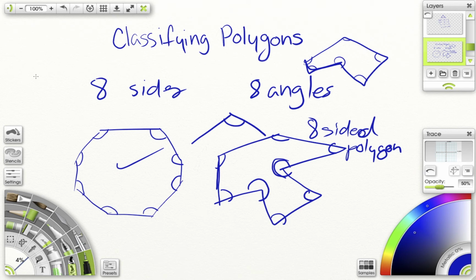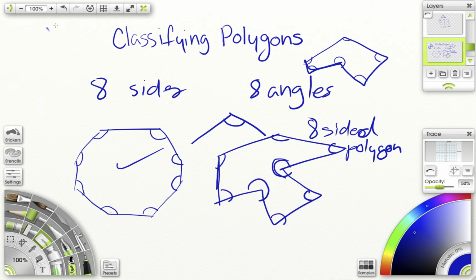However, let's say I came up with a shape like this. Well, this is a single shape. It has 1, 2, 3, 4 sides because I only did 4 lines. 1, 2, 3, and 4 lines. How many angles does it have though? 1, 2, 3, 4, 5, 6 angles. So this shape right here wouldn't work.